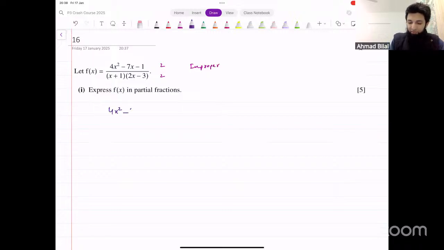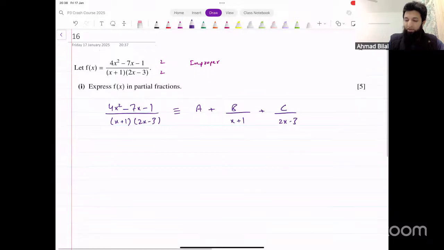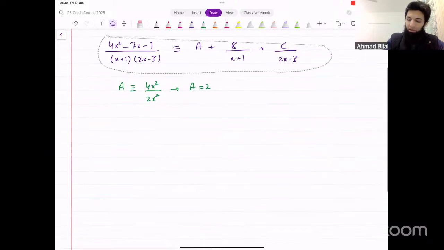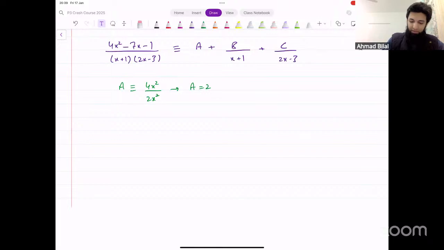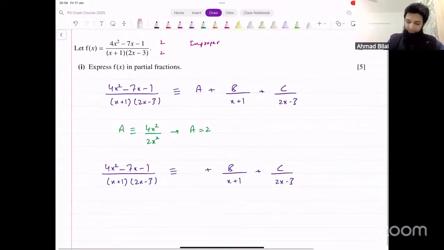So we start with an additional constant, and then it's non-repeated linear. It's going to be b over x plus 1 plus c over 2x minus 3. And now, how do you find the value of a? Divide the highest power term of the numerator with the highest power term of the denominator. That gives you 4x squared divided by x into 2x, which is 2x squared. That means the value of a is 2. Okay, so now this form actually becomes 2 plus that, right? We input the value of 2 there.